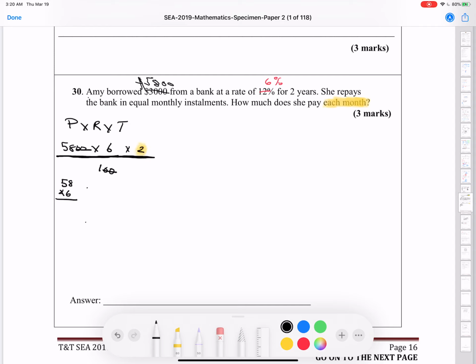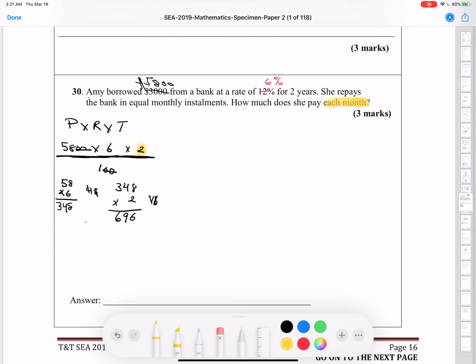8 6s are 48. 5 6s are 30 and 4, 34. Times 2. 348 times 2. 8 2s are 16. 4 2s are 8 and 1's 9. 3 2s are 6. So $696 is your what?